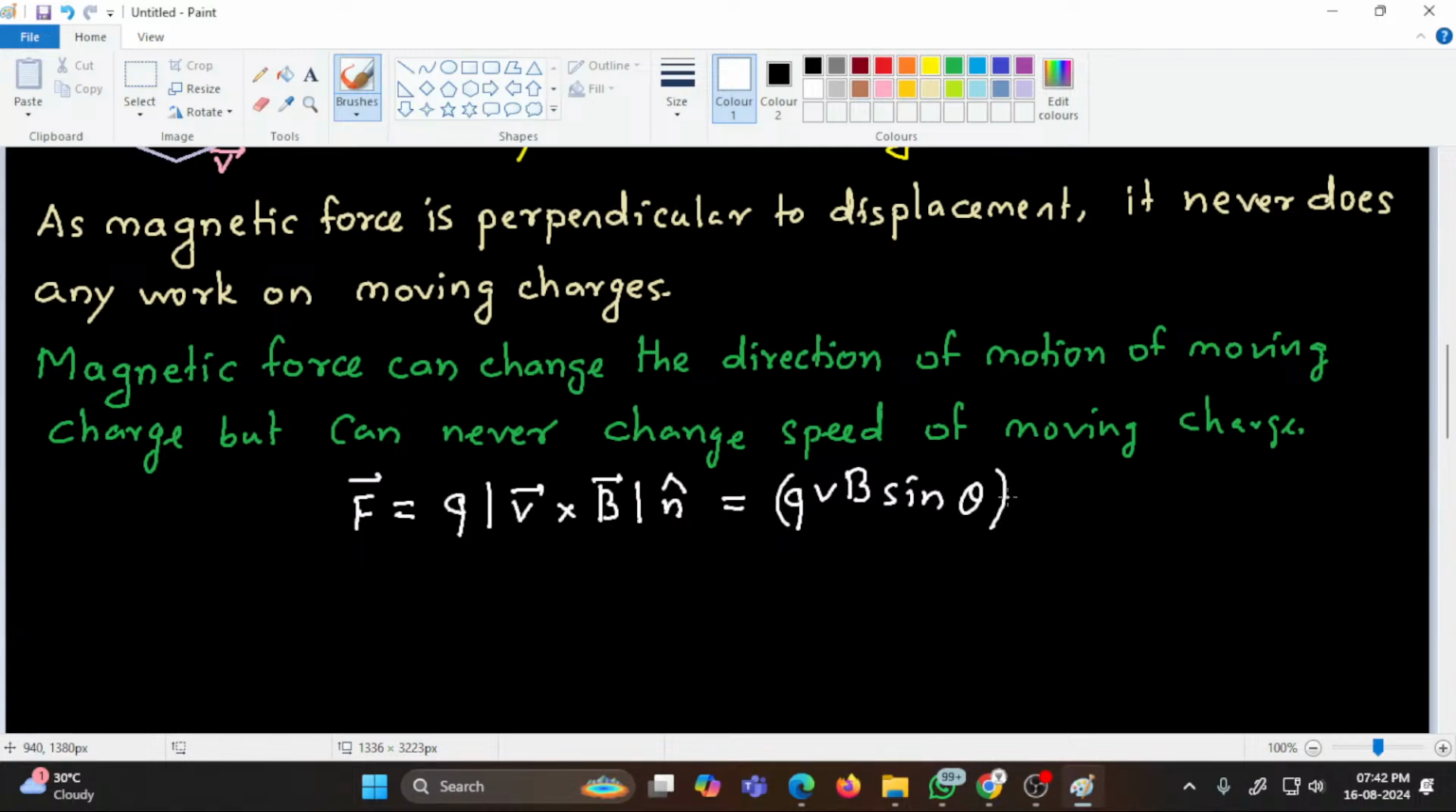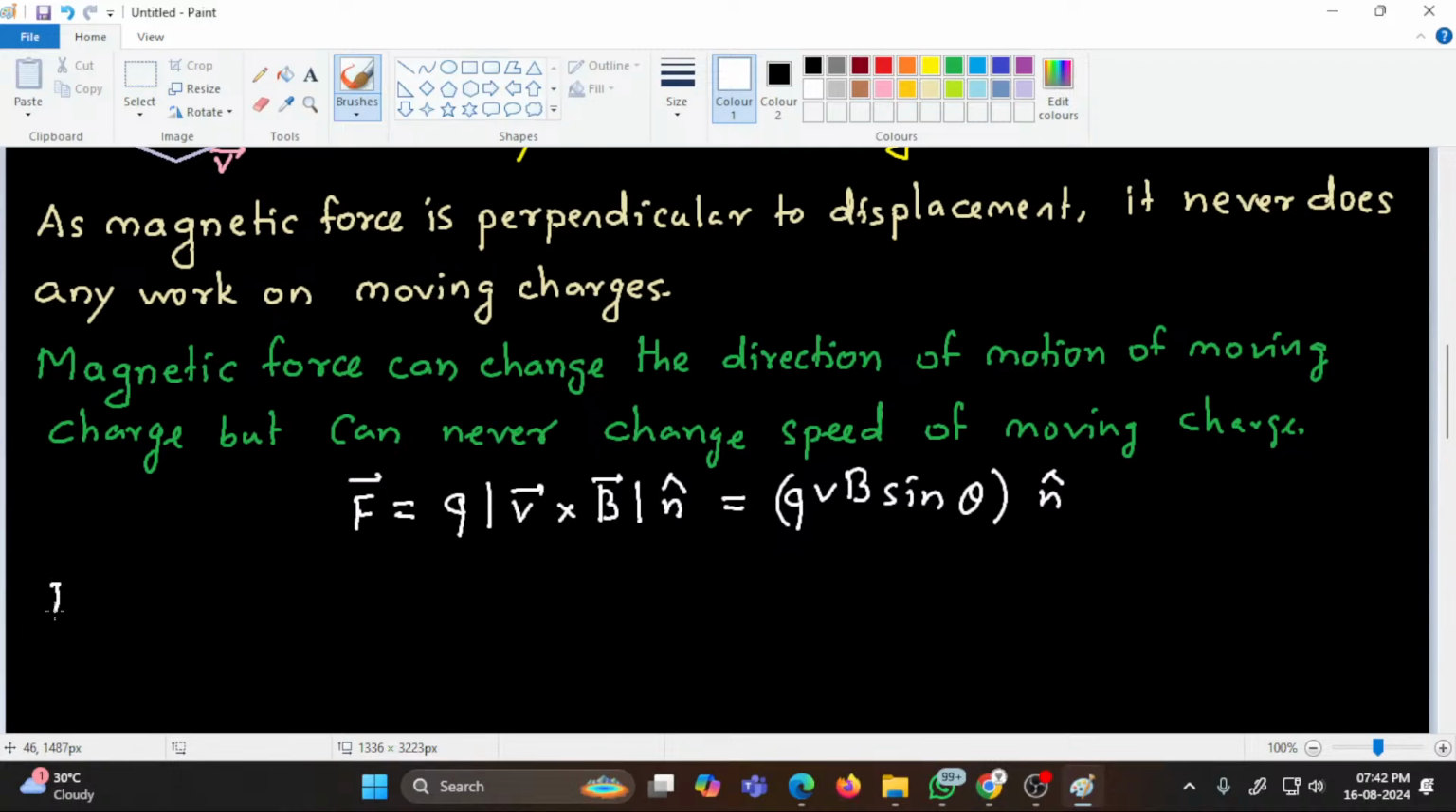q v b sin theta into n cap, where theta is the angle between velocity vector and the magnetic field vector. N cap is a unit vector in the direction of force. So if the force is 1 Newton acting on the charge 1 coulomb moving with a speed 1 meter per second perpendicular to B bar, then we can define unit of B.